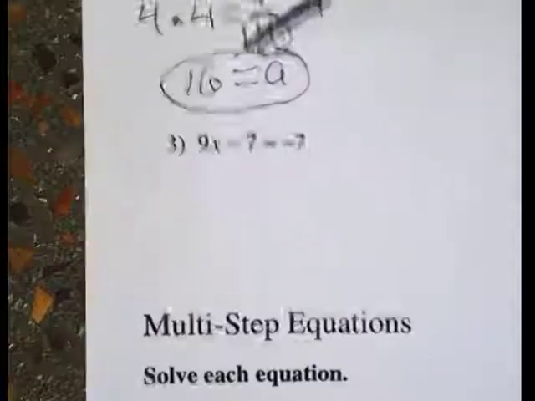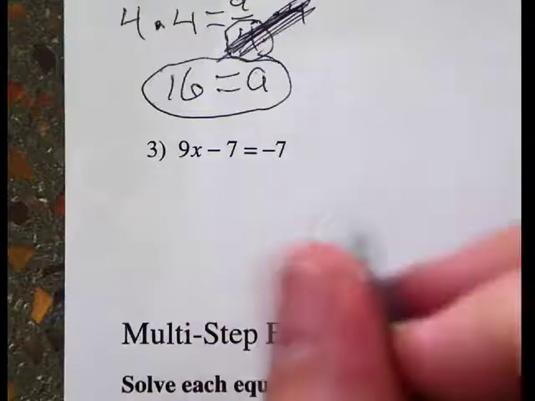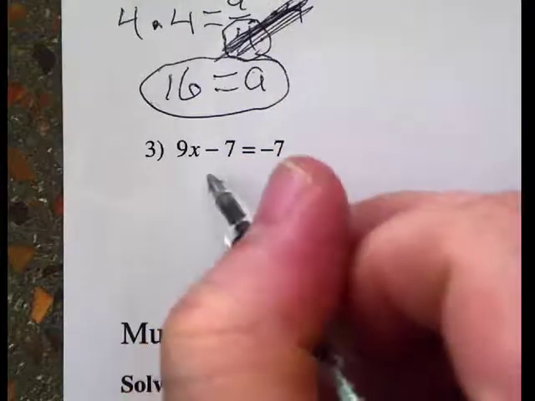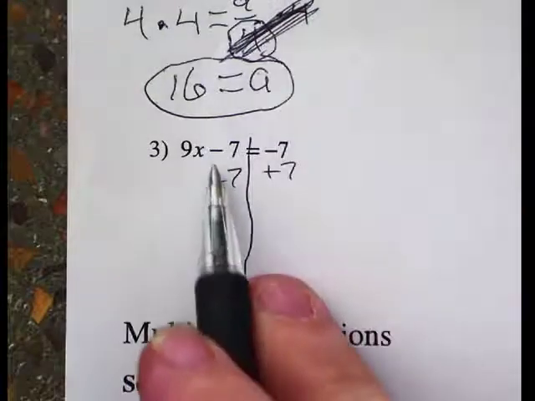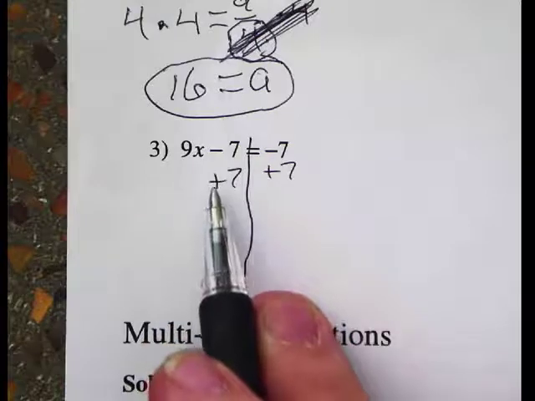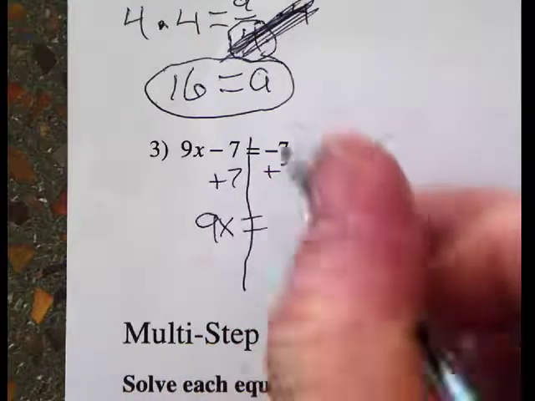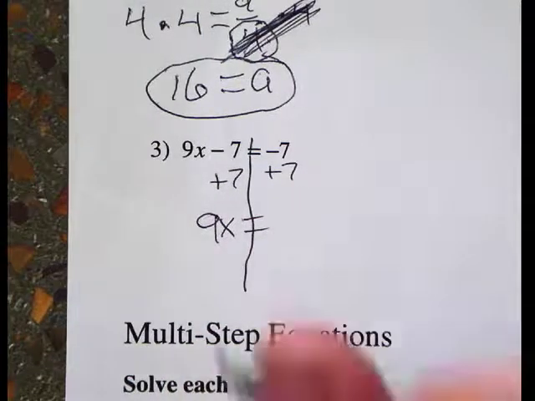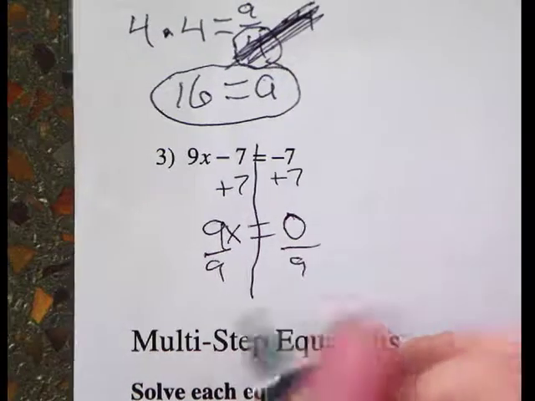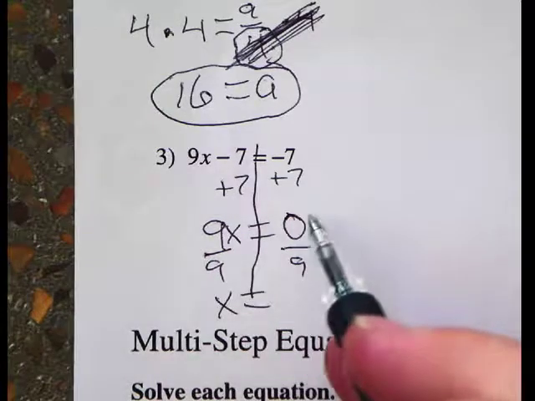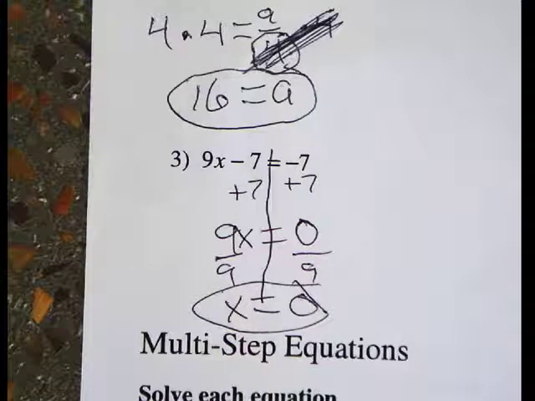Okay, number 3. 9x minus 7 equals negative 7. Okay, we need to get the x by itself, so we're going to add 7 to both sides. We need to add 7 because that's a minus 7, and we do the opposite of whatever it says. So on this side, we're left with just 9x equals, and negative 7 plus 7 is 0. Now we're going to divide by 9, x equals 0 divided by 9 is 0. And 0 is a perfectly reasonable answer.